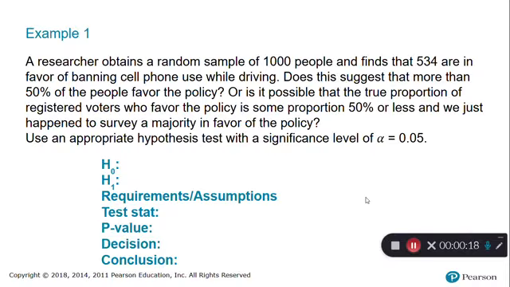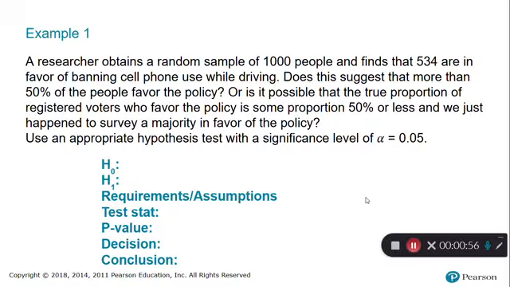In this first example, we have a researcher who obtains a random sample of 1,000 people and finds that 534 are in favor of banning cell phone use while driving. Does this suggest that more than 50% of the people favor the policy? Or is it possible that the true proportion of registered voters who favor the policy is some proportion 50% or less, and we just happened to survey a majority in favor of the policy? We're supposed to use an appropriate hypothesis test with a significance level of alpha equals 0.05.